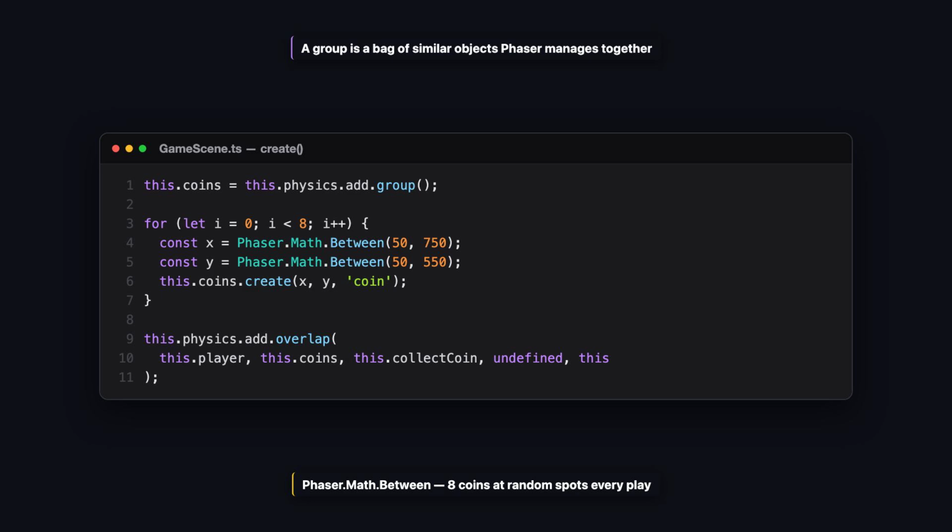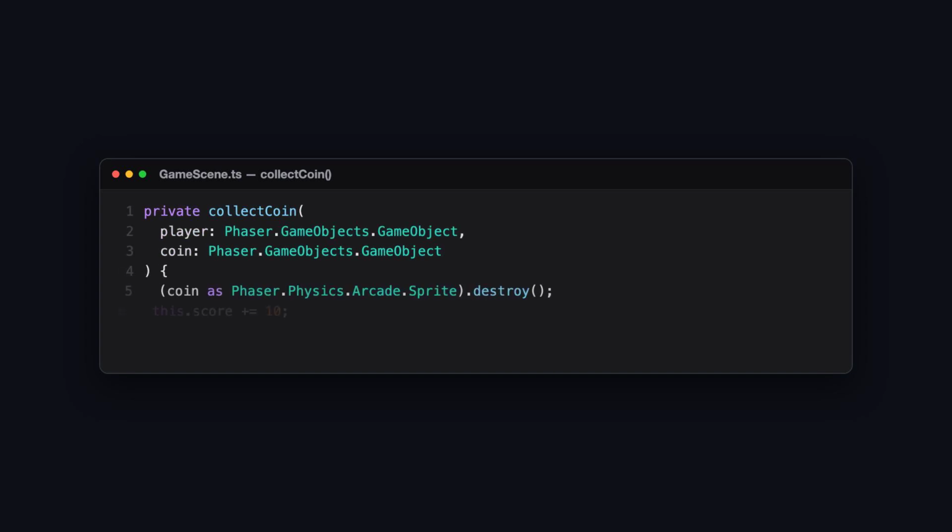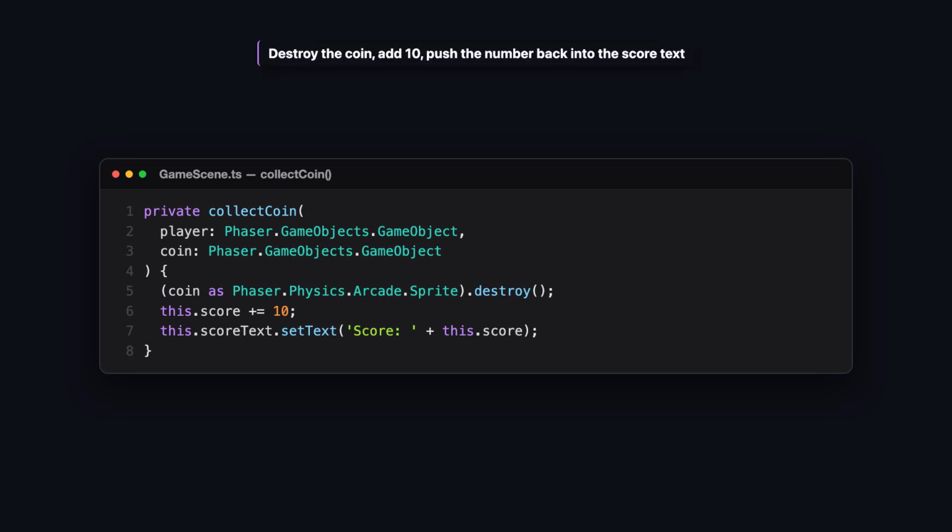Now the magic line, this.physics.add.overlap. We pass the player, the coins, and a function to call when they touch, collectCoin. Overlap watches those two things every frame, and the instant the player's body touches a coin, it fires our function. No distance math, no checking by hand.